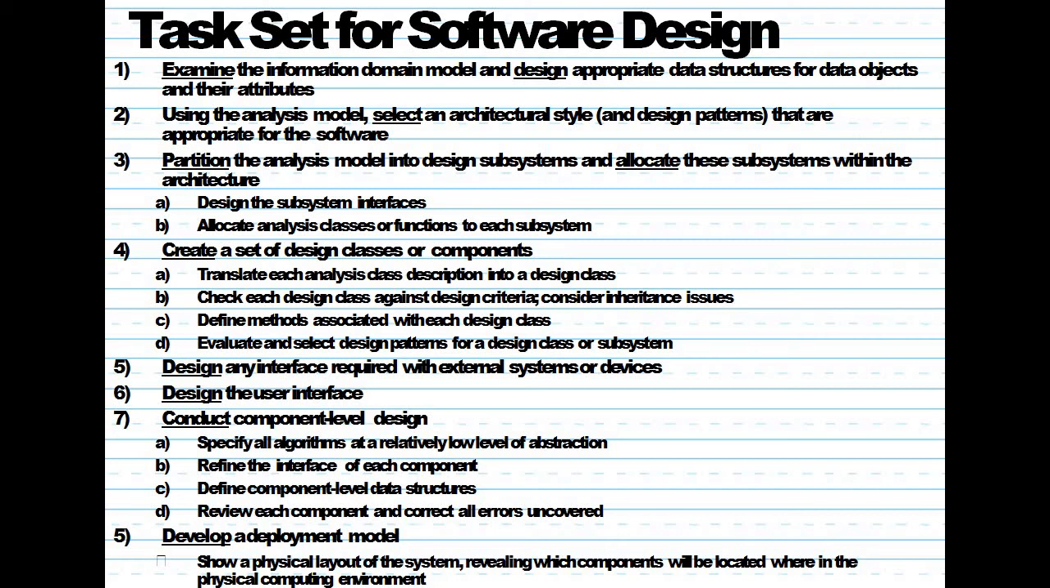Firstly, it will examine. Second, it will set an architecture style. Third, it will partition the analysis model, which is allocated to the subsystems within the architecture. Create a set of design classes or components. Design any interface required with external systems. Design the user interface. Conduct component level design and develop a deployment model. These are the tasks set by the software design.